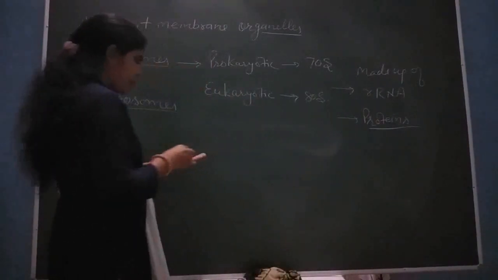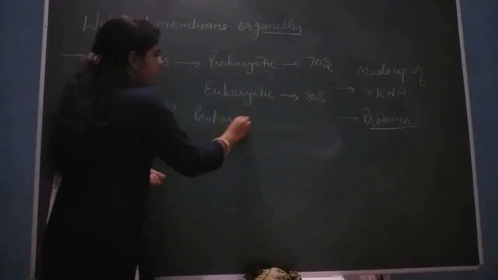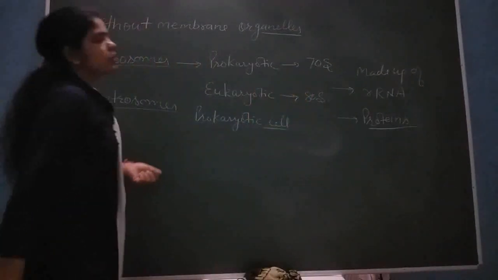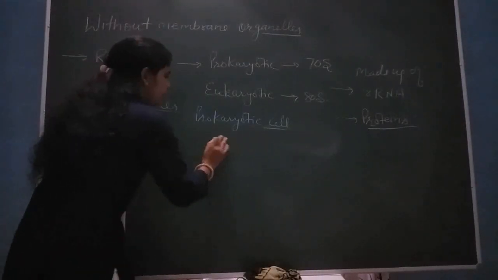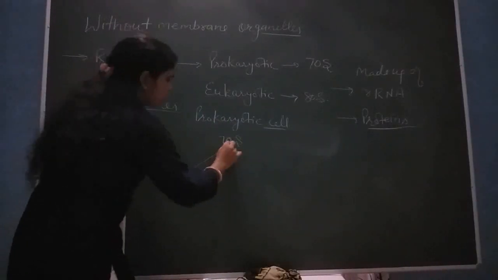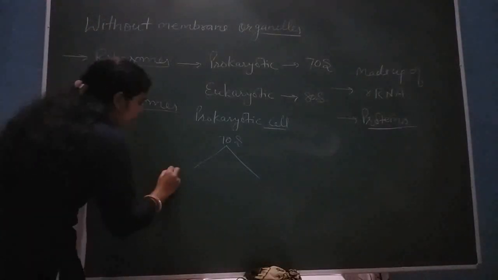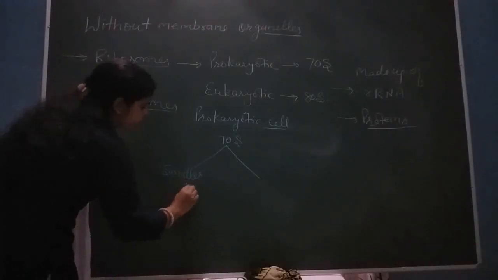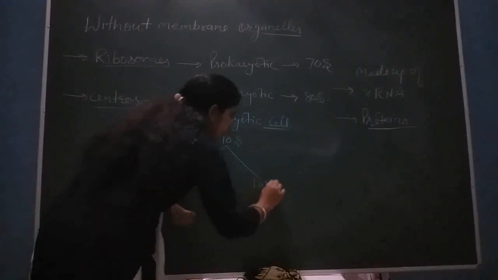In case of prokaryotes, 70S type of ribosomes are there. Here the term S means Svedberg unit. This 70S type of ribosome exists in two parts, the smaller subunit and the larger subunit.